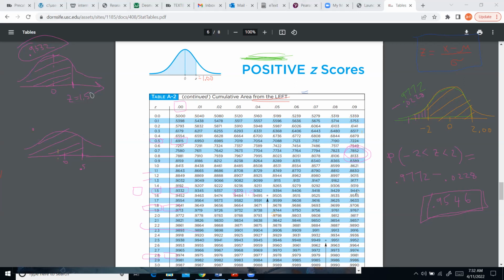Why is it 0.6915? Well, because that's a half, that's 0.5. That has 0 hundredths attached to it. There are no hundredths at all. So I'm looking at the intersection of the row and the column, and I see 0.6915, which is right here, 0.6915. That's great.